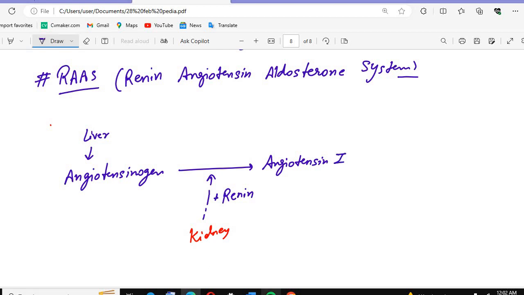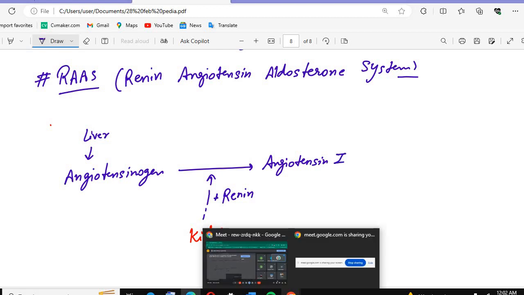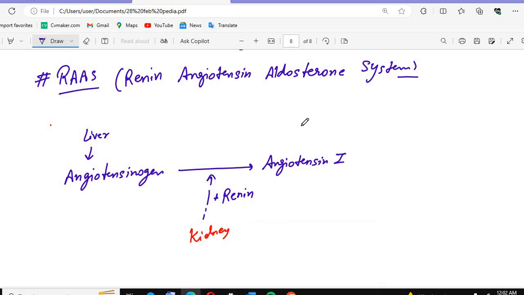When angiotensin 1 is formed, in the lungs we have the ACE enzyme. On the surface of the endothelium in the lungs, they release an enzyme, angiotensin converting enzyme. This angiotensin converting enzyme will convert angiotensin 1 into angiotensin 2.